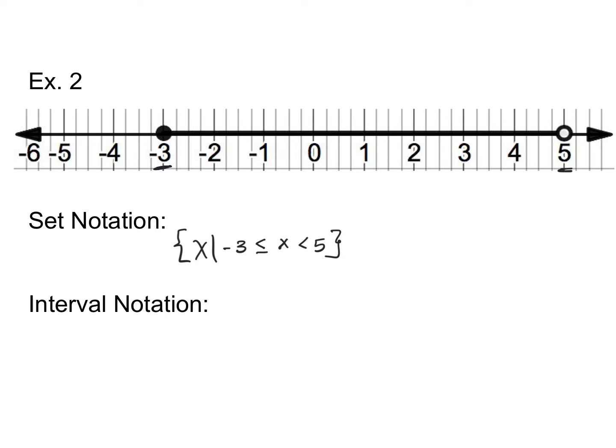For my interval notation, I start off with -3, comma 5. This one's a little bit easier when you have your shaded region in between. So if you notice, my answer is in between my two points. On the left hand side we have a bracket because it includes the -3, and on the right hand side we have a parenthesis because it's an open circle, so it excludes the 5.